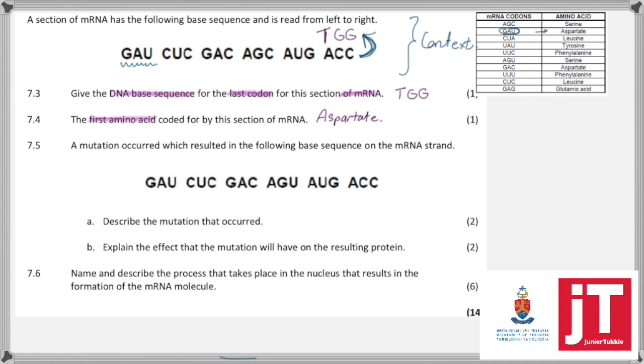A mutation occurred which resulted in the following base sequence of mRNA strand. So now, let's have a look at how this compares to the sequence we have already worked with. The first mRNA codon is the same, the second mRNA codon, CUC, is the same, third GAC is the same, the fourth we've got as part of the first sequence AGC, and now after the mutation has taken place, I have AGU as my fourth mRNA codon.